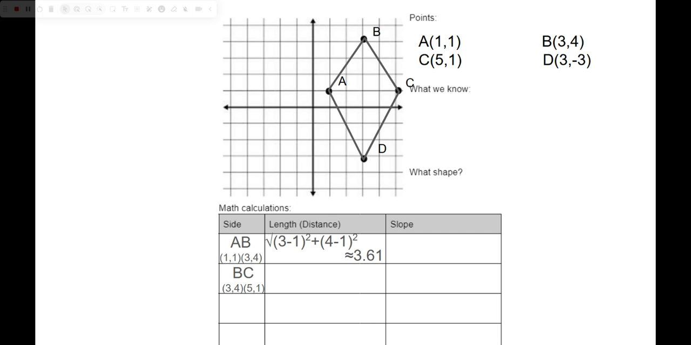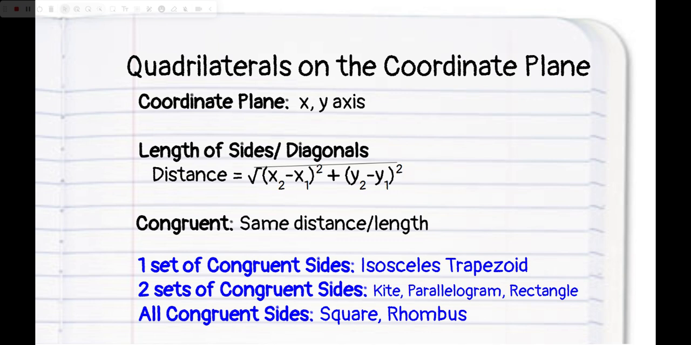And then we calculated the length of BC, and you should have gotten about 3.61. And then we calculated CD and AD. And hopefully you finished all of that already, but if not, pause the video and do those calculations. Okay, so now we finished that, and you should notice that you have 2 sets of congruent sides, 2 different numbers. So it's either going to be a kite, a parallelogram, or a rectangle.